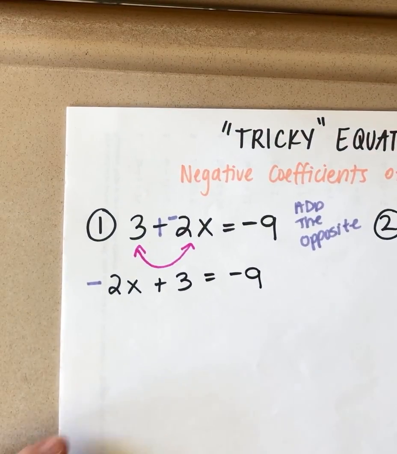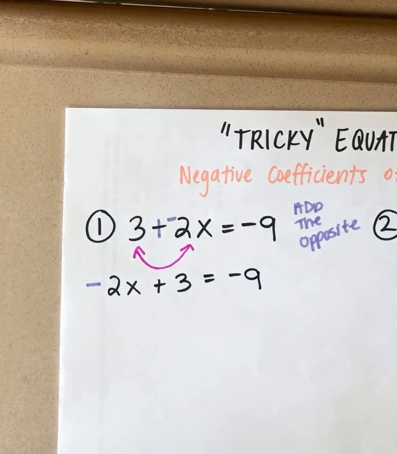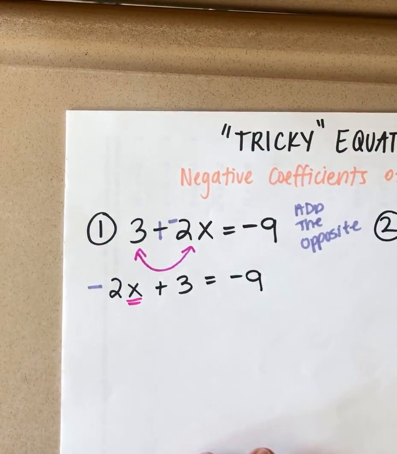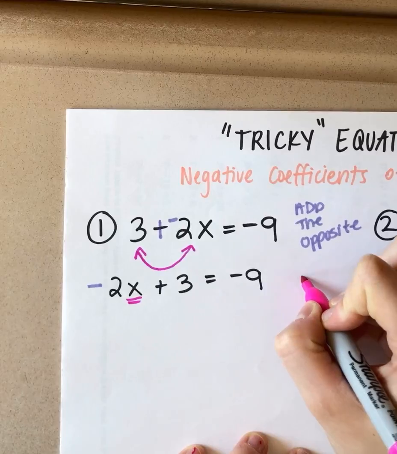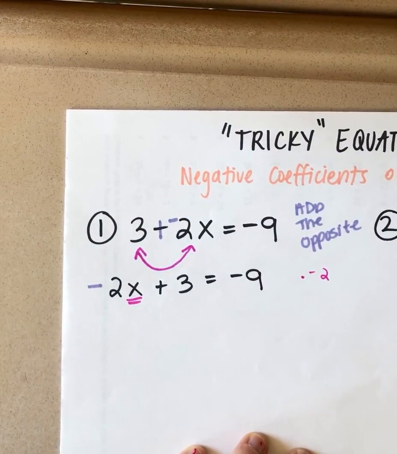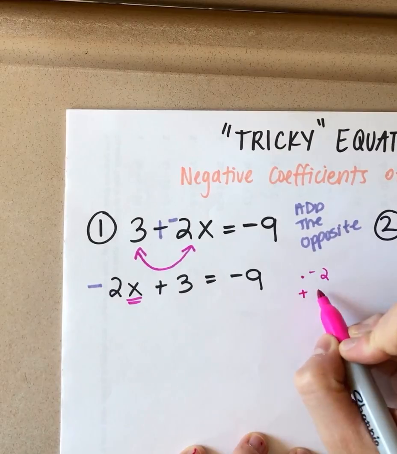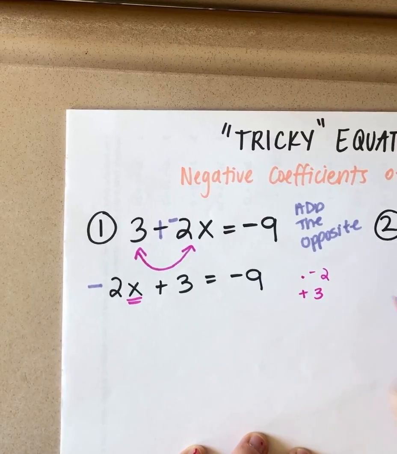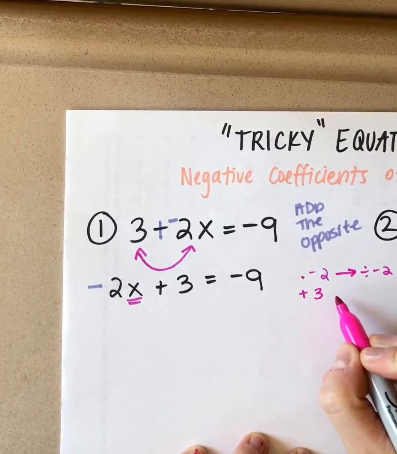Once I've rewritten this equation, it looks pretty similar to ones we've done before, except there's a negative sign in front of that 2, meaning that x's coefficient is really negative. But I'm still going to follow my same steps. I'm going to figure out, okay, what here is happening to my variable x? It looks like x is being multiplied by negative 2 and added with 3 after it's multiplied. So that means that I need to do the inverse of those operations. I need to divide by negative 2, and I need to subtract 3.